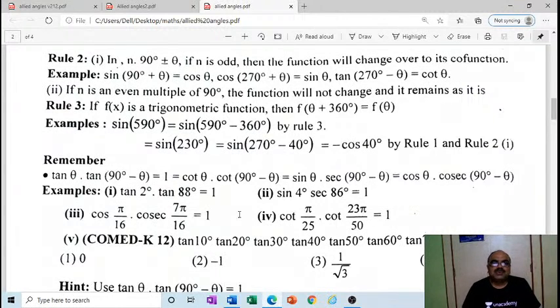Rule 2. In n into 90 plus or minus theta, if n is odd, then the function will change over to its cofunction. Example, sin of 90 plus theta is cos theta. Cos of 270 plus theta is sin theta. Tan of 270 minus theta is cot theta.